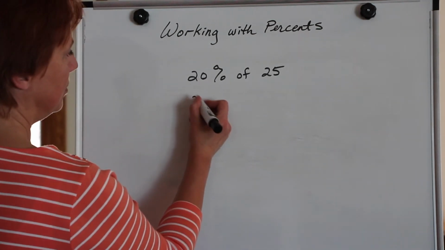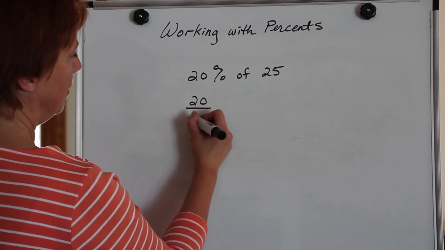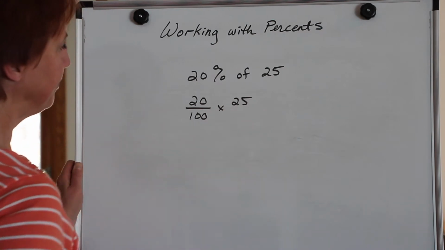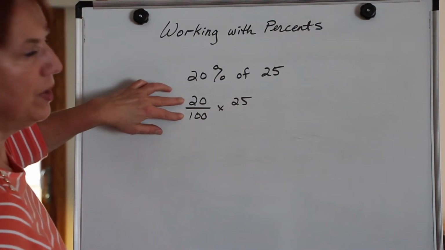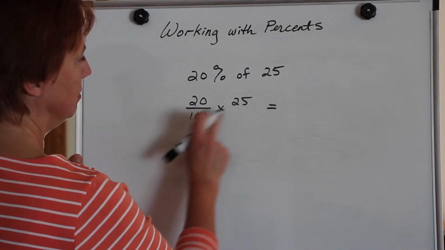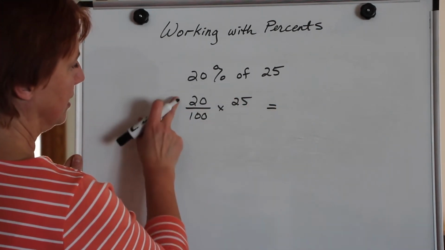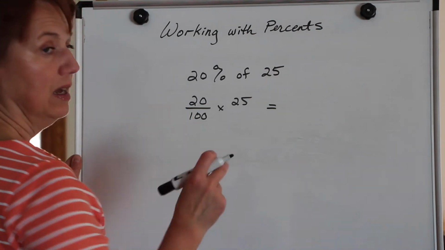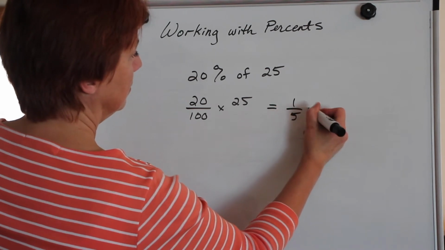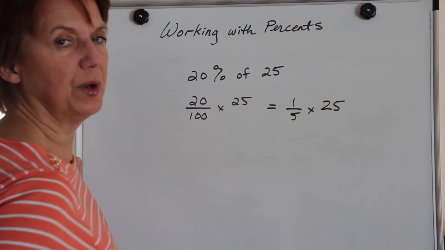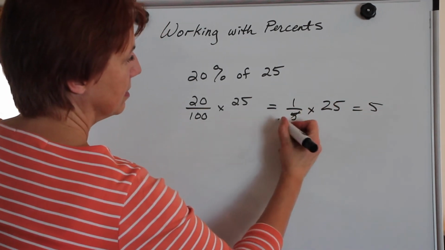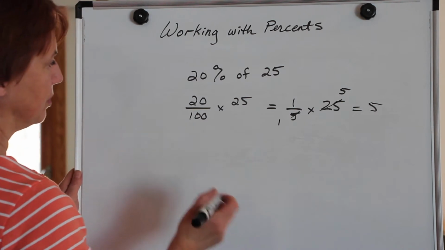Okay, so let's do it this way: 20 over 100 times 25. How does 20 over 100 reduce? You wouldn't multiply this out exactly like it is, so you would take the 20 over 100, it's 2 over 10, which is 1 over 5. So we have a fifth of 25. This is obviously 5, because this goes to 1 and that goes to 5, and it leaves us with 5.